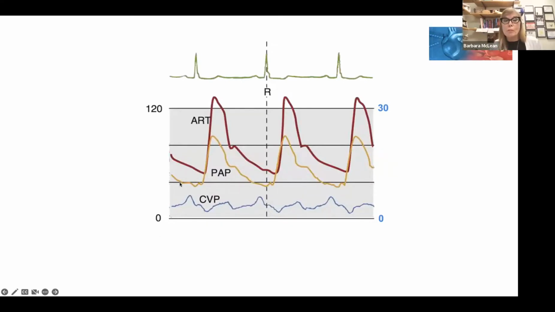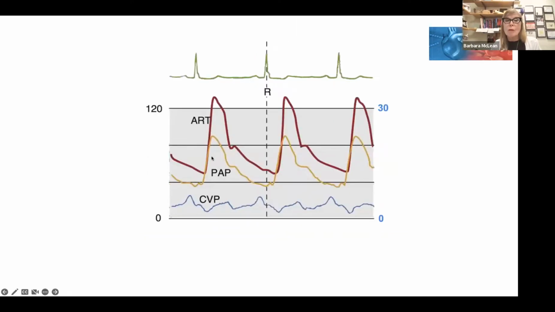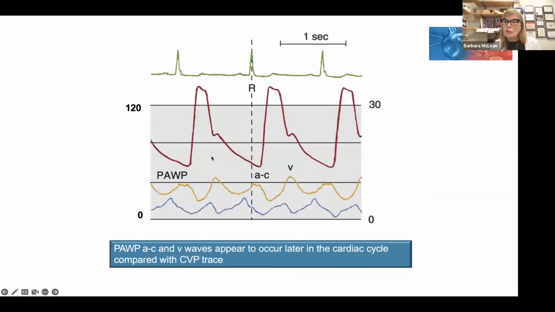So here's our normal PA pressure and our systemic arterial pressure and our CVP. We're going to look at the correlates of the EKG. Then I inflate the balloon, which gets me into the wedge visual. So see what that transition is from arterial to venous pressure.